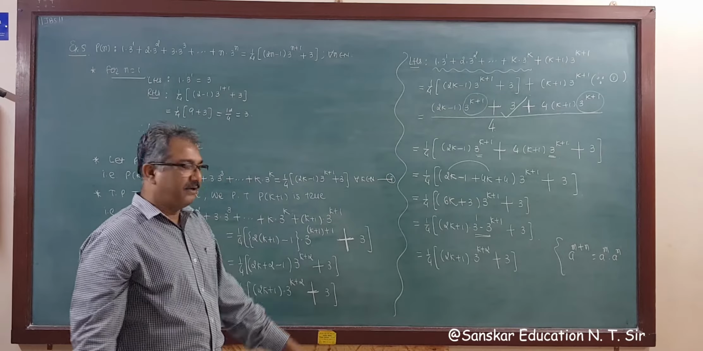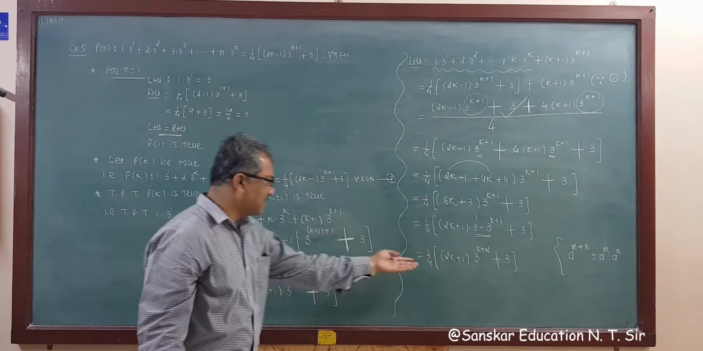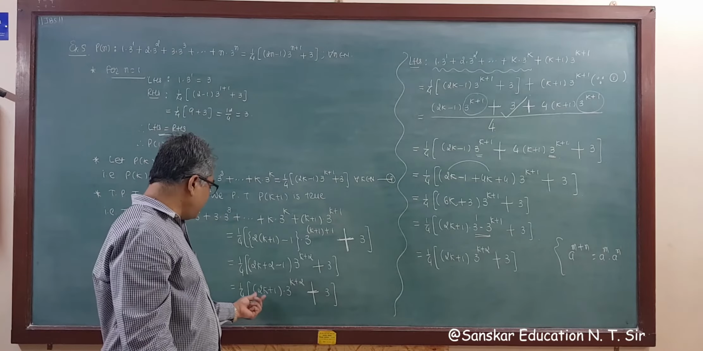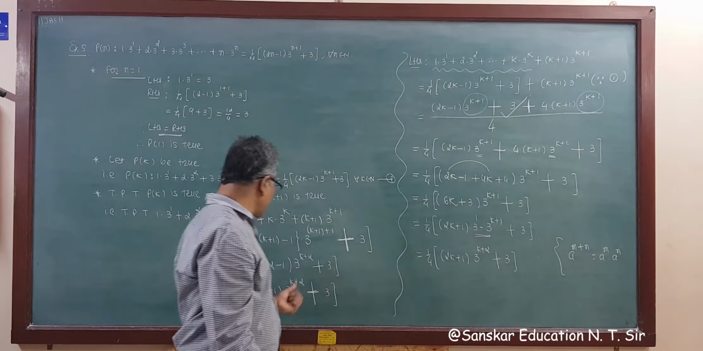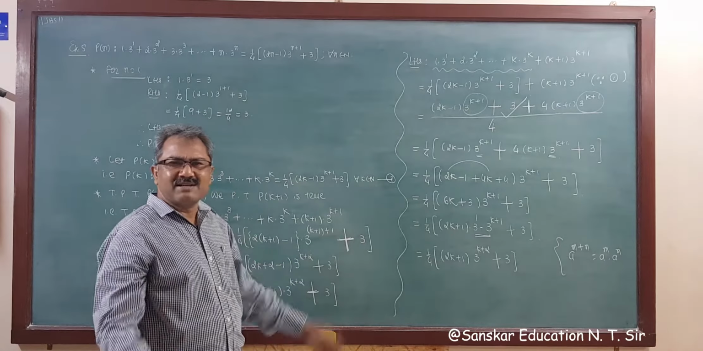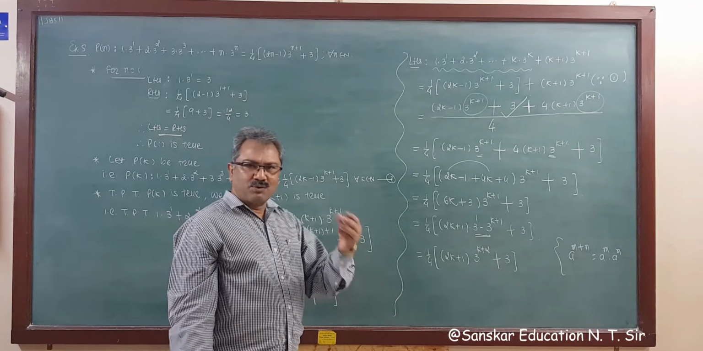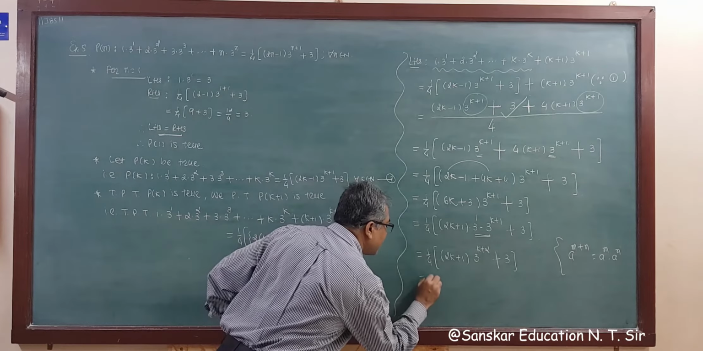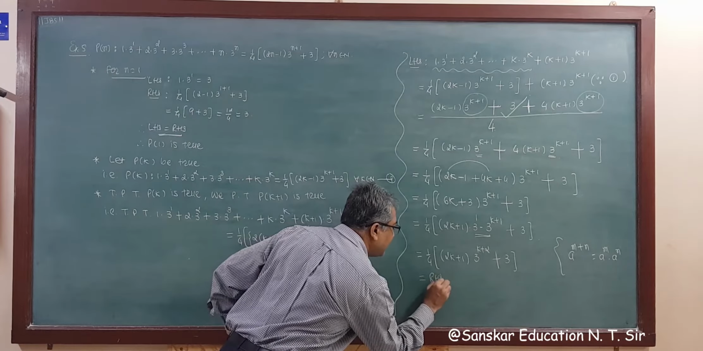See, what is this? Both results are same. है ना? है ना same? 2k plus 1, 3 raised to k plus 2 plus 3. So these examples are very easy. You have to score full marks in this chapter. Right? So this is your right hand side. Therefore, p k plus 1 is true.